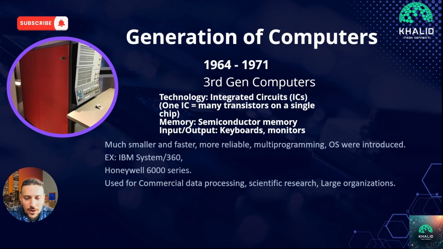So much smaller and faster, more reliable, multi-programming operating systems were introduced on this generation. The example is IBM System 360, Honeywell 6000. So these computers were being used for commercial purposes, data processing, scientific researches, and large organizations.